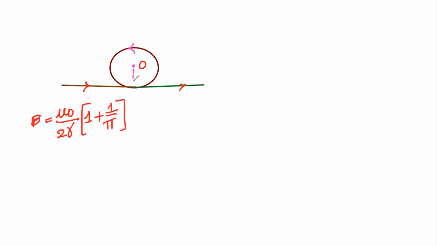For this part it is B1, and this is taken as B2. It is a straight conductor carrying current, so the magnetic induction at the point O we will take. The second one is the circular one, a complete circle. For the complete circle, the magnetic induction at the center we have to take. So combined, we have to take the combined one.